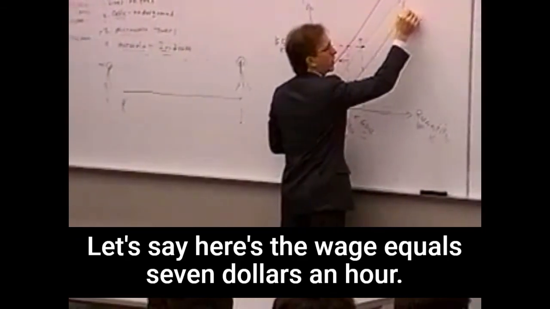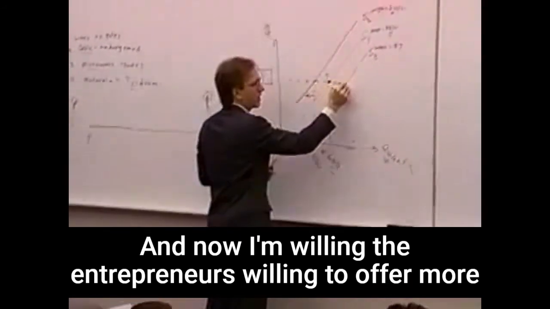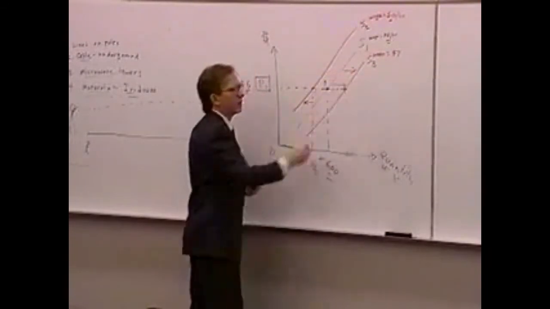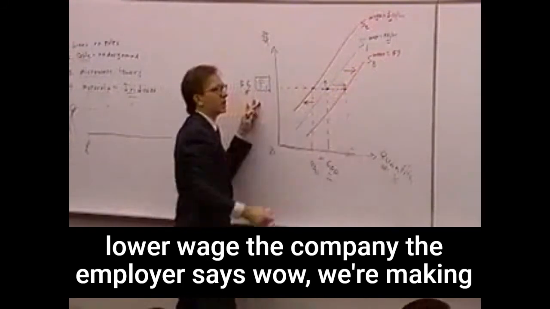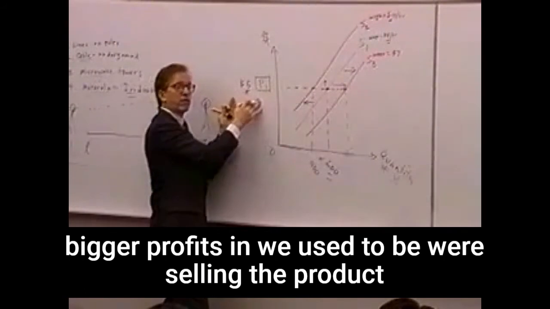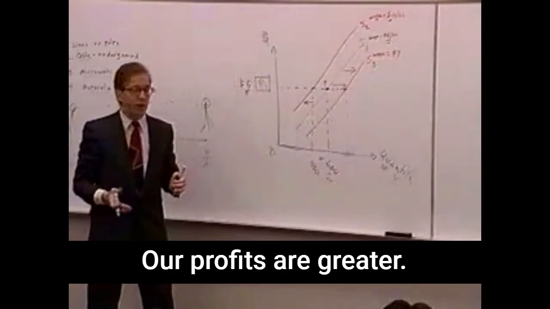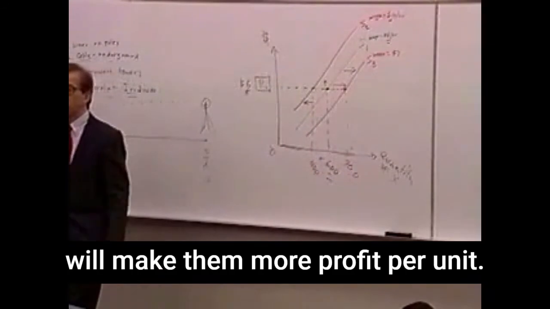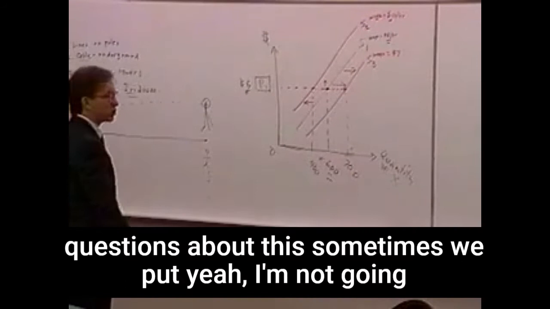S3. Let's say here the wage equals $7 an hour. Now the entrepreneur is willing to offer more units for sale. Even though the price of the product is the same, at the lower wage the employer says, wow, we're making bigger profits than we used to. We're selling the product for $5 a unit as before, but now we're only paying $7 an hour, not $8. Our profits are greater. We're making more profit per unit. Let's sell more units in order to make bigger profits. Questions about this?